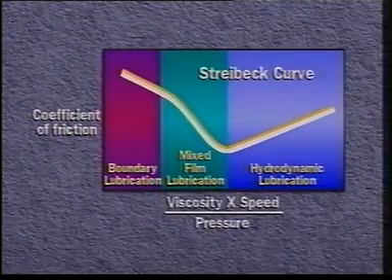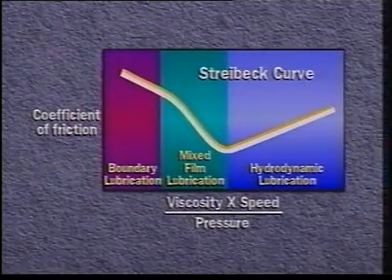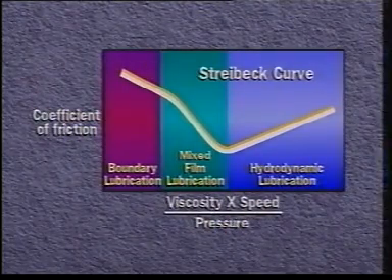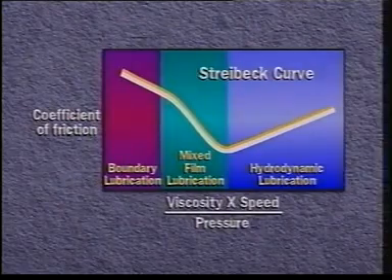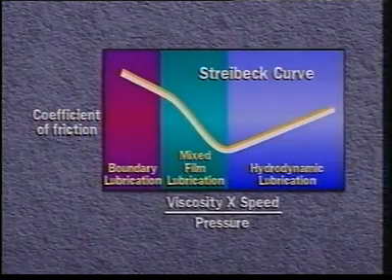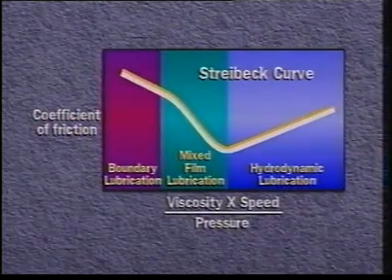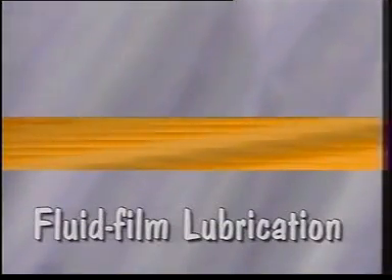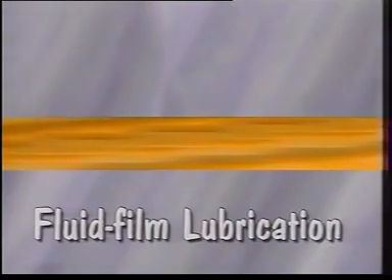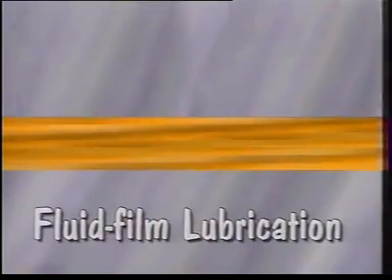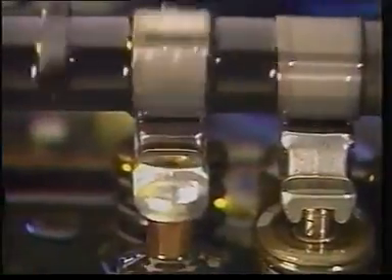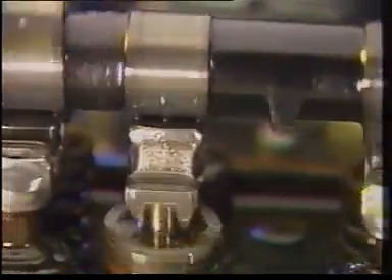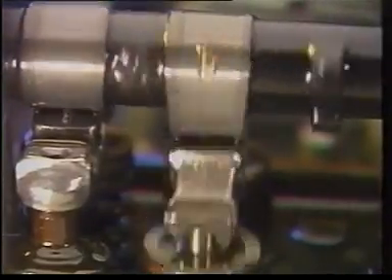The graph can be divided into three areas which correspond to three different lubrication regimes: fluid film lubrication, boundary lubrication, and mixed film lubrication. These regimes relate to the lubricant film thickness in the contact area. Under fluid film, or hydrodynamic lubrication, the lubricant film is sufficiently thick to separate meshing surfaces completely, minimizing friction. This type of lubrication is present under conditions of maximum lubricant viscosity and minimum load.